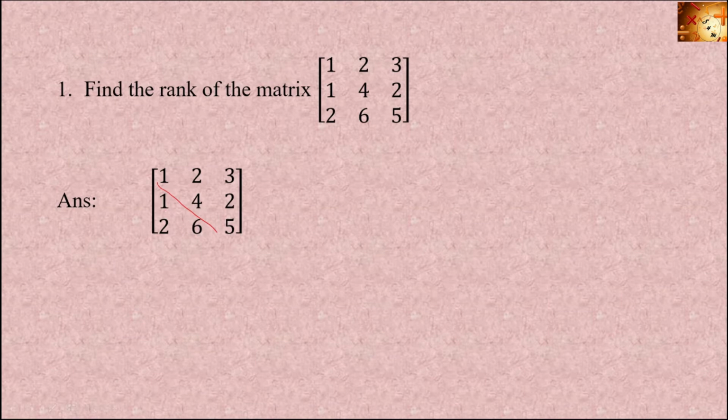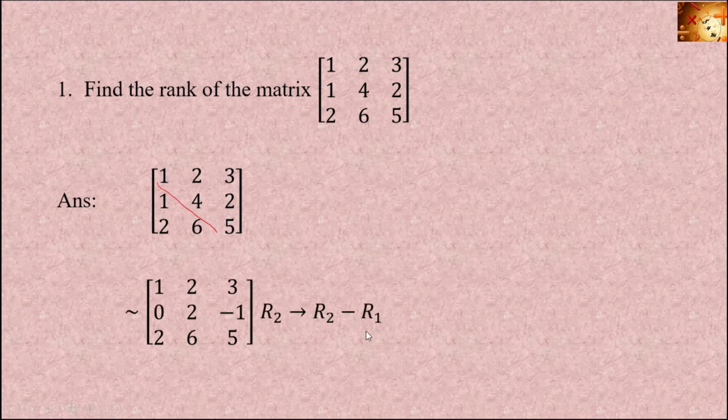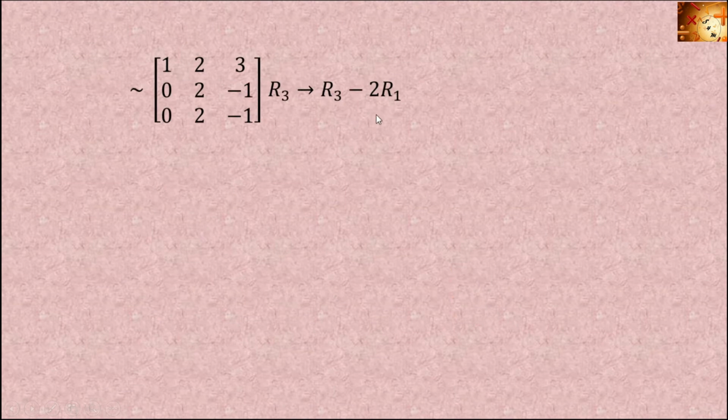The first transformation is R2 changes to R2 minus R1. So the first row stays the same, 1, 2, 3, and the third row is 2, 6, 5. The second row, R2 changes to R2 minus R1: 1 minus 1 is equal to 0, the second element 4 minus 2 is equal to 2, then the third element 2 minus 3 is equal to minus 1. So the second row is 0, 2, minus 1. Next I want to make this 2 as 0. So the transformation is R3 changes to R3 minus 2R1.